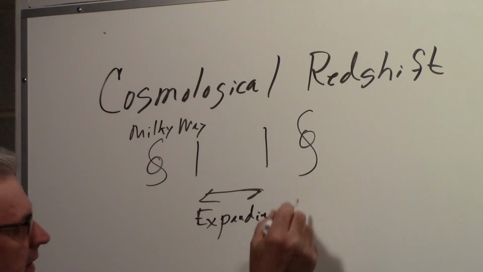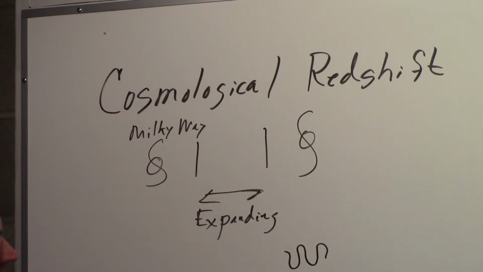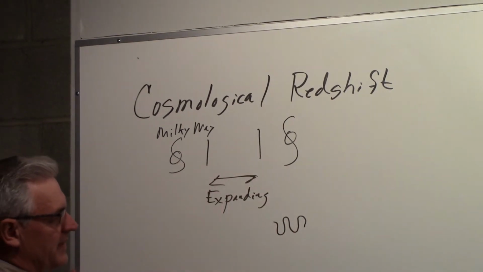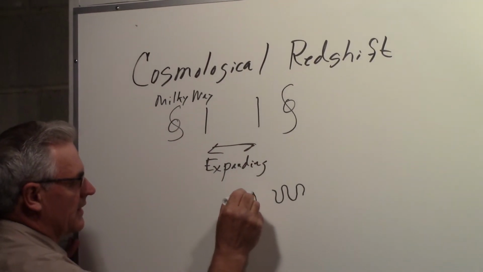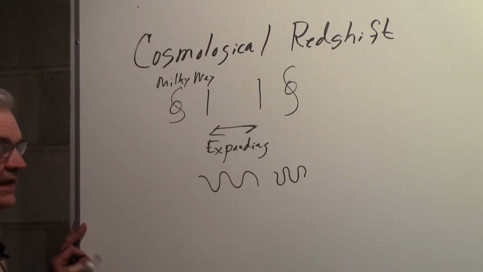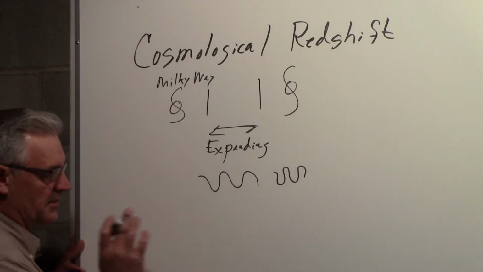And so when this galaxy emits some light, that light, of a particular wavelength, goes through the expanding part of space and gets stretched out. That is the cosmological redshift. That is not the Doppler shift. It's the cosmological redshift.